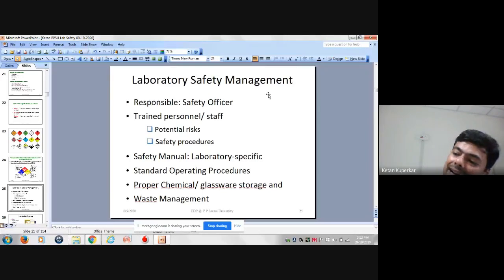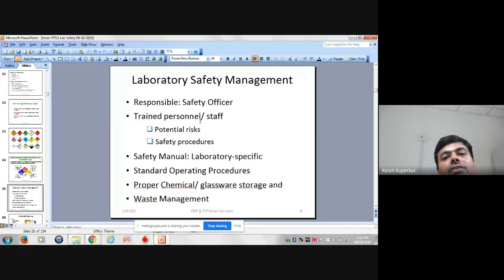So now, once you observe all these things, the first important thing that comes into the picture related to laboratory safety is its management. When it comes to management, there comes a word called teamwork, and it is not a single person's job. The responsible person will be the safety officer.